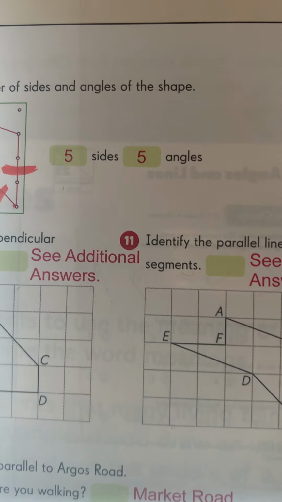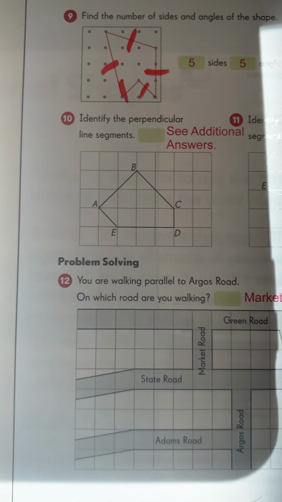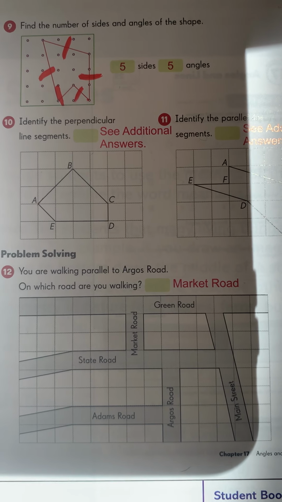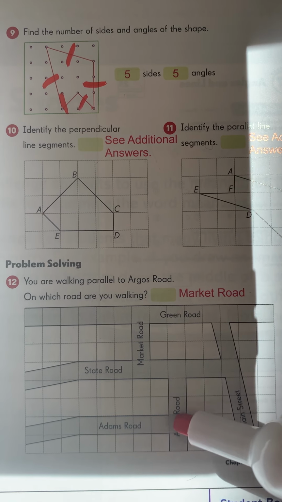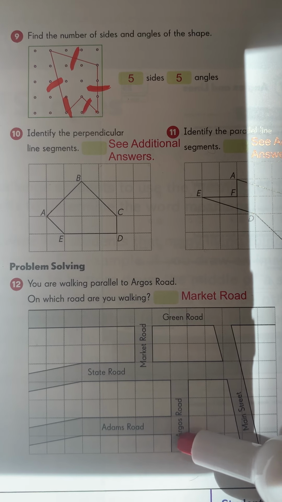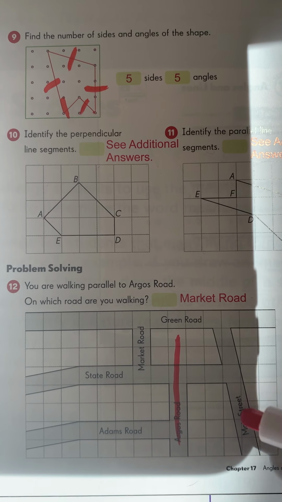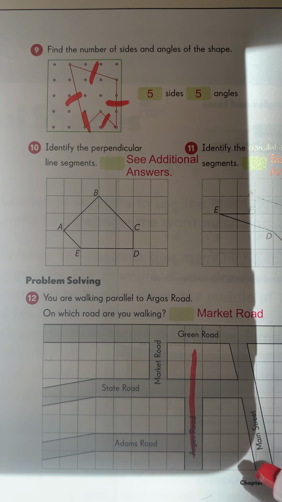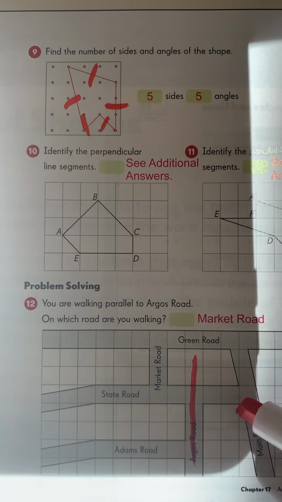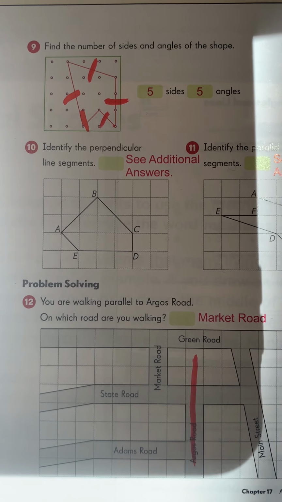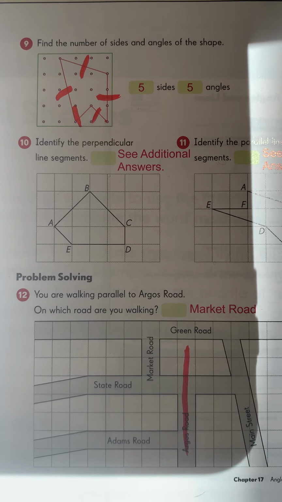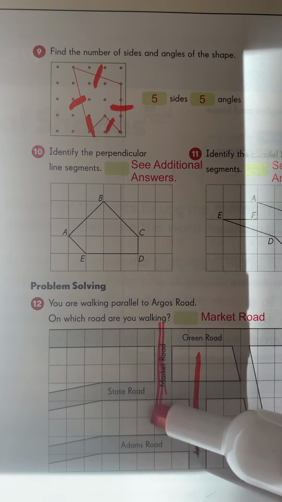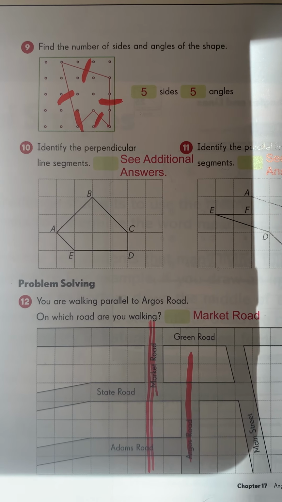Okay, for number 12, this is going to be our last one for review today. It says, you are walking parallel to Argos Road. So here's Argos. Okay, you're walking parallel. Which road are you on? So this one wouldn't be parallel, that would meet. Adams Road definitely isn't parallel. State Road is not, that's perpendicular. Green Road is perpendicular too, so which road would we be traveling on? Excellent, you would have been traveling on Market Road. Those two roads are parallel.